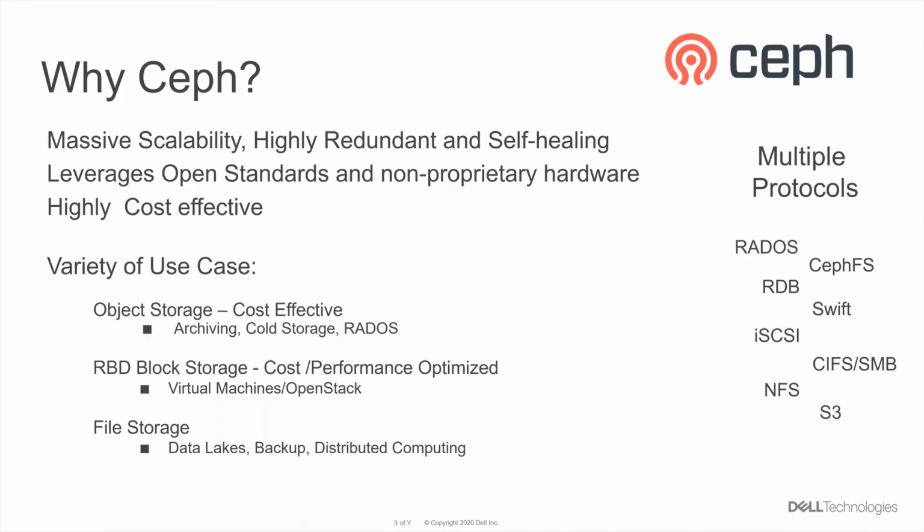And then the file storage. Ceph includes CephFS, which is a distributed file system that scales at the exabyte level. So it's great for also data lakes, backup, distributed computing, and then just massive network share environments where you have a lot of data that you need to deal with.